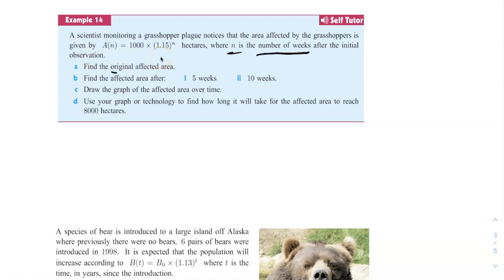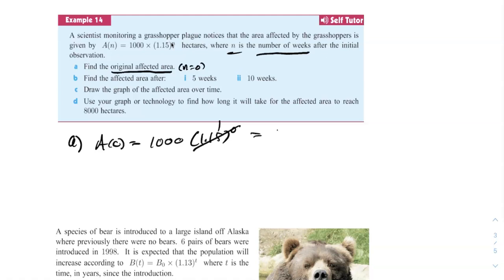Anytime they want the original amount or the initial amount, then that's just when our independent variable is equal to 0. So in this case, when n is equal to 0 is our initial amount. So you substitute in 0. A of 0, which is my initial, equals 1,000 times 1.15 to the 0 power. That just equals 1. So 1,000 times 1 is 1,000. So 1,000 hectares is the original affected area.